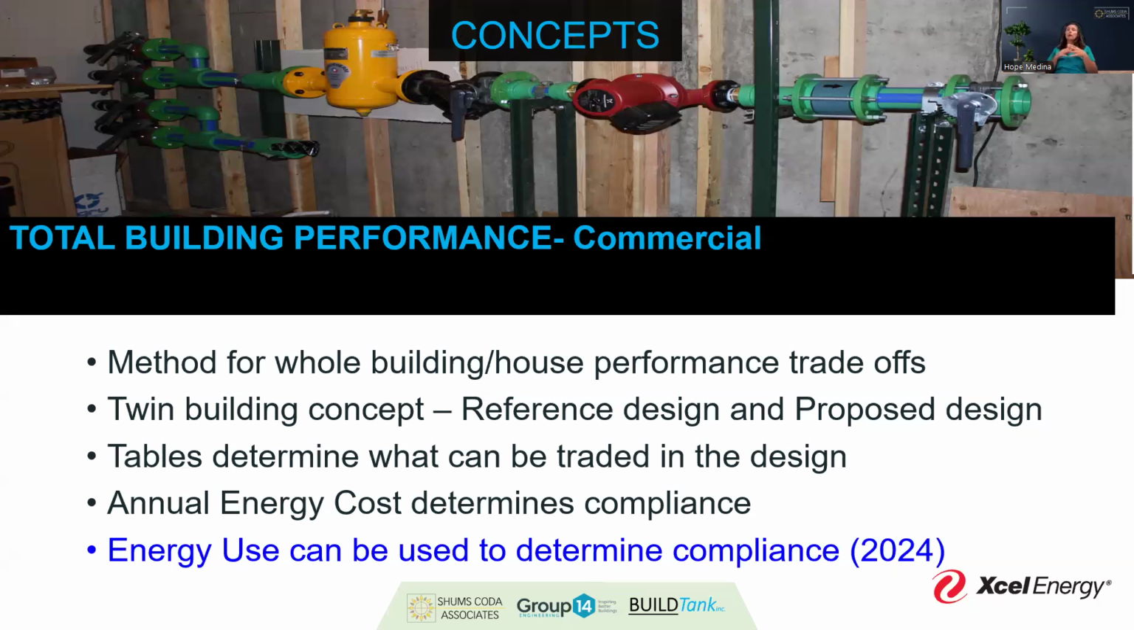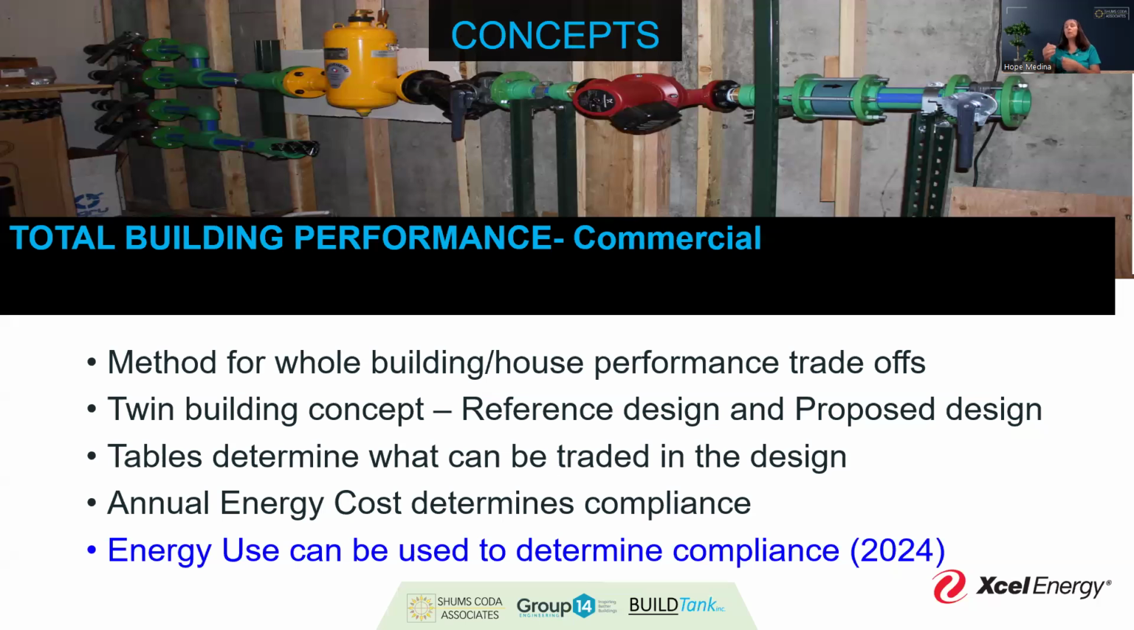Now, there are several tables that determine whether or not you get to trade off a component or whether it has to be the same as the reference design and so forth. Now, if you're on the 21, to determine whether the project is compliant with the energy code, you would have to demonstrate the annual energy cost, and it's a variable for that.